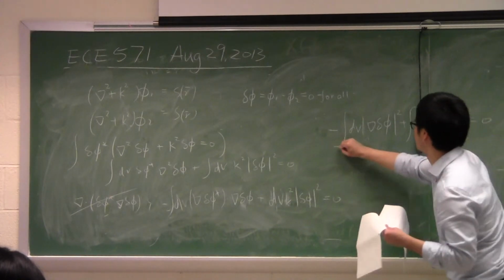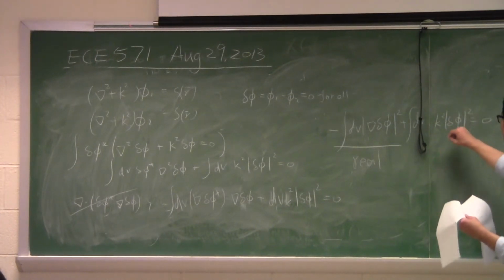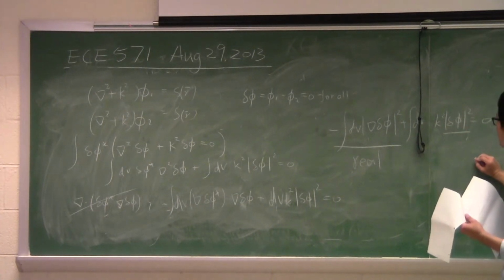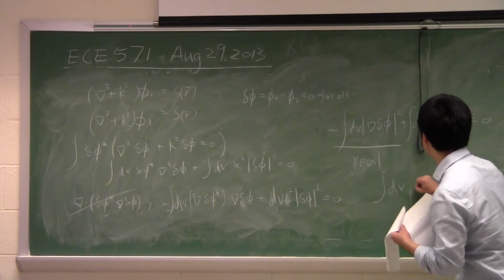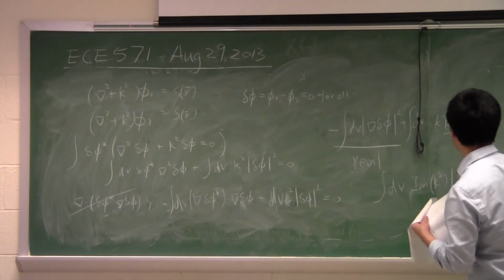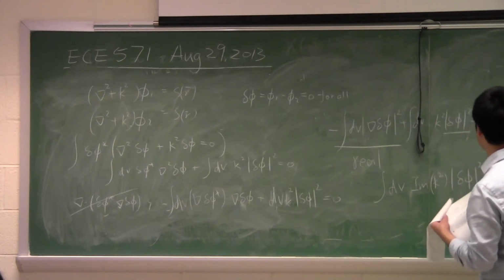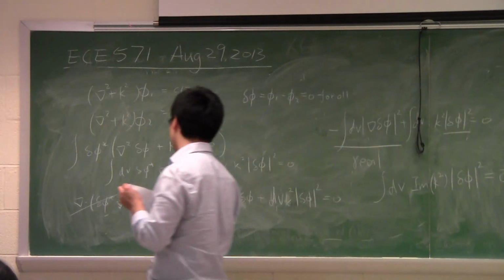You can see that this is purely real, right? That means, and this is real. And from here we can say that dv imaginary part of k squared times this delta phi squared equal to 0.